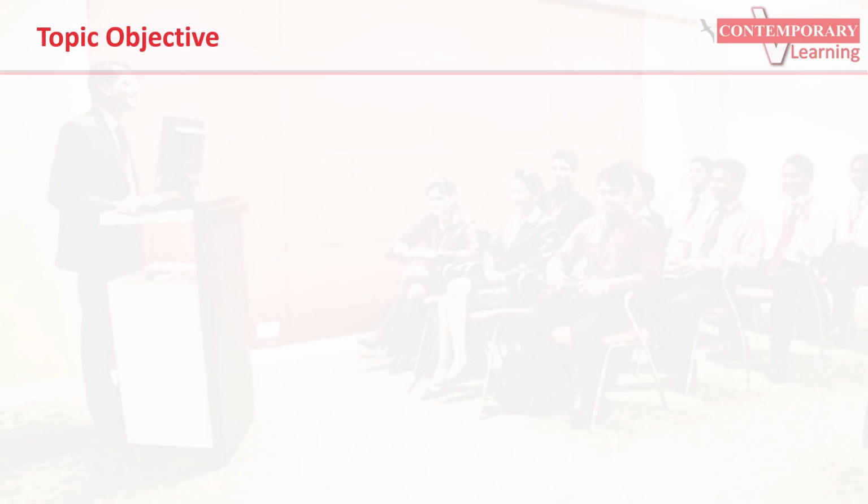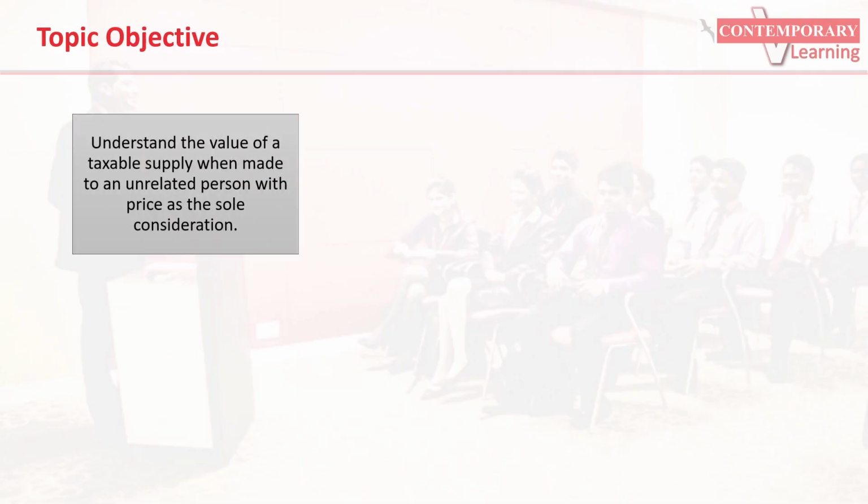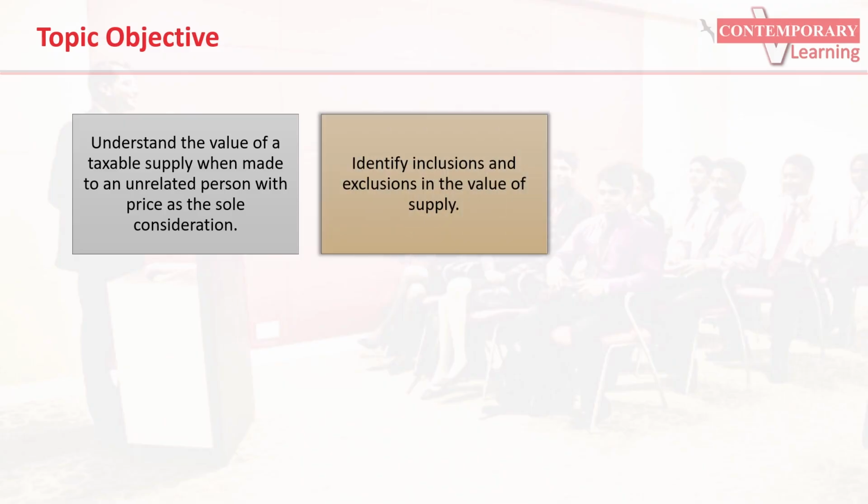Let's start by understanding what we aim to achieve in today's lecture. We have 6 key learning objectives. First, we'll understand the value of a taxable supply when it's made to an unrelated person with price as the sole consideration. This is the most straightforward scenario. Second, we'll identify what needs to be included and what should be excluded from the value of supply. This is where many people make mistakes.